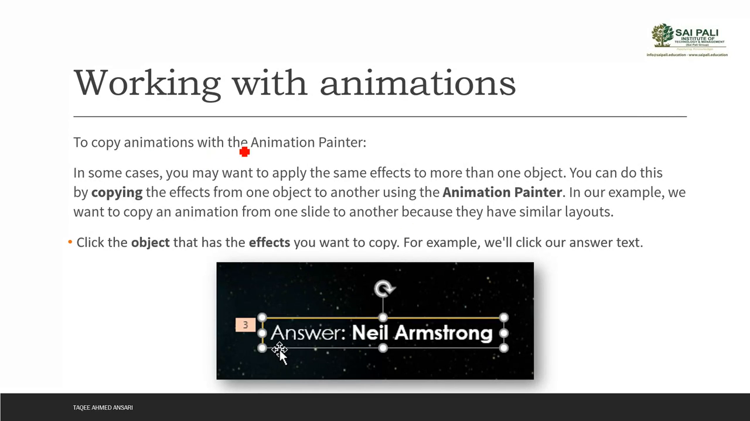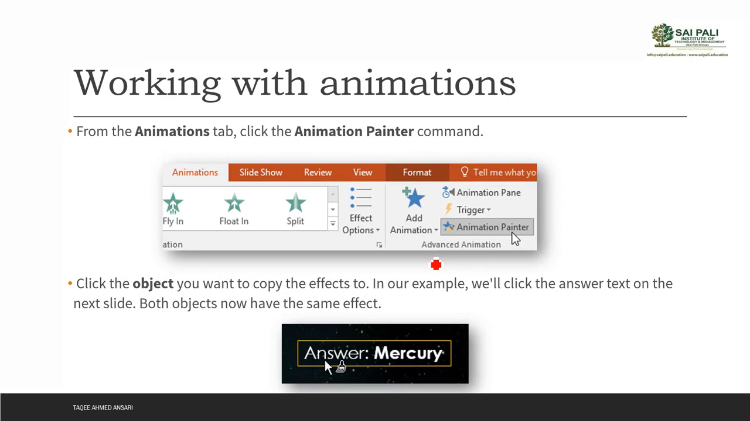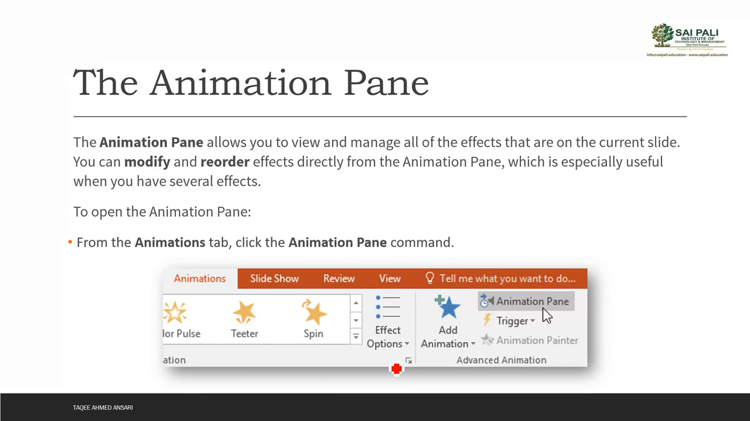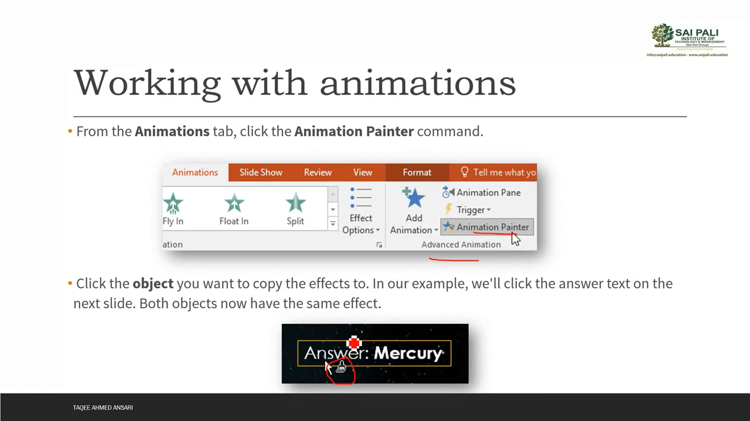Then you can copy the animation with the Animation Painter also. Sometimes you have applied some animation to some object and you want the same animation on another object. Then you can use this Animation Painter. For that you select the object you want to copy the effect from, and then you go here in the Advanced Animation group and click Animation Painter. Now your mouse will become like a brush, and then you select the object where you want to copy the animation, and that will have the same animation.